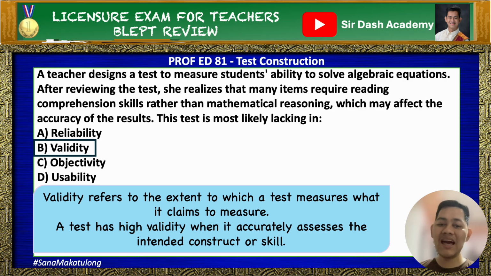I-recall natin tong A, C, and D. Yung reliability kaya ito mali kasi it refers to the consistency of test results, whether the test produces stable and consistent scores over time. Yung objectivity naman kaya ito mali kasi it refers to the extent to which scoring is free from the bias or subjective judgment. Kaya tinawag na objectivity. Yung usability naman, it refers to the practicality of administering and scoring the test, not the accuracy of the test in measuring the intended construct. So the correct answer is letter B.